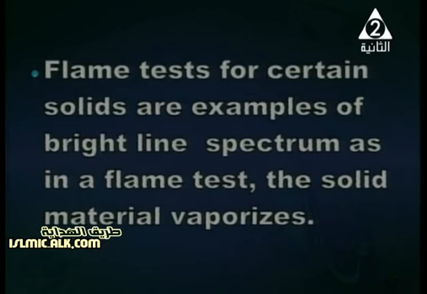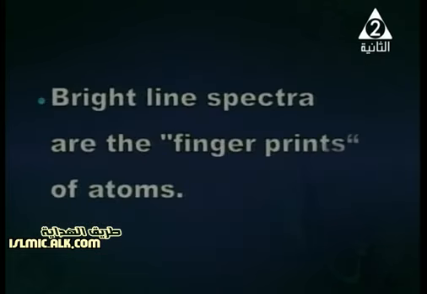Flame tests for certain solids are examples of bright line spectrum. As in a flame test, the solid material is no more a solid. The solid material vaporizes. Bright line spectra are the fingerprints of atoms. Let me focus on this. Bright line spectra are the fingerprints of atoms.